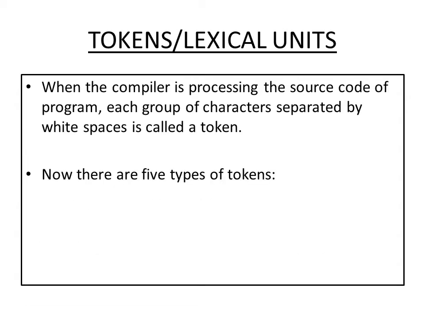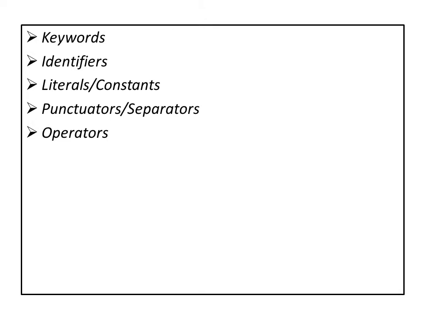Now let's talk about tokens. These are also known as lexical units. These are actually the individual units of a program, that is, groups of characters separated by white spaces. Each unit or each group of characters is considered a token. Now there are 5 types of tokens. They are keywords, identifiers, literals or constants, punctuators or separators, and operators. Now let's look into this in detail.